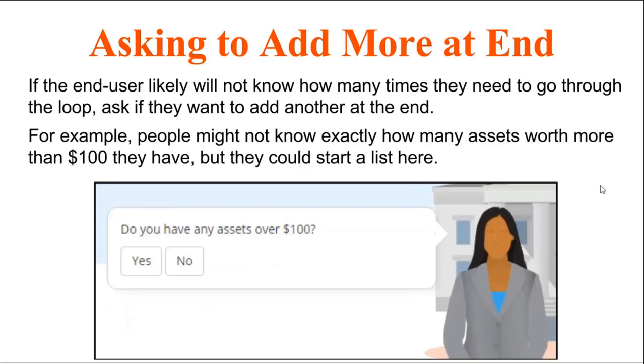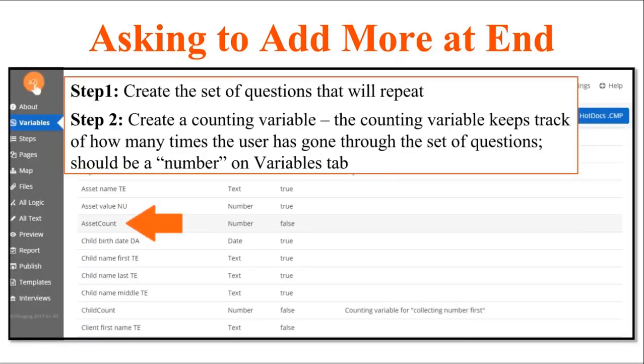The second way of doing repeat loops is asking to add more at the end. You use this when an end user is likely not to know how many times they have to go through the loop, and you ask them if they want to add another one at the end. For example, many people don't know offhand how many assets over $100 they have. But if they start making a list, and I'll show you a way to remind people of what they've already told you, they may eventually be like, yes, and this, and this, and this, rather than being asked up front whether they have 3,000 things or 10 things over $100. You wouldn't necessarily know off the top of your head how many times you have to go through the loop.